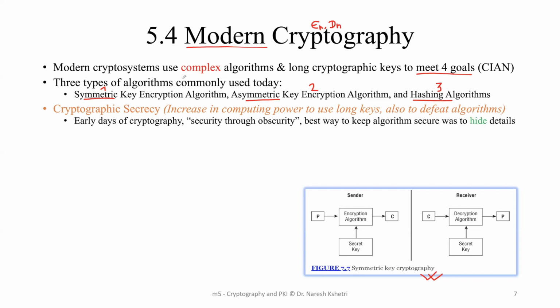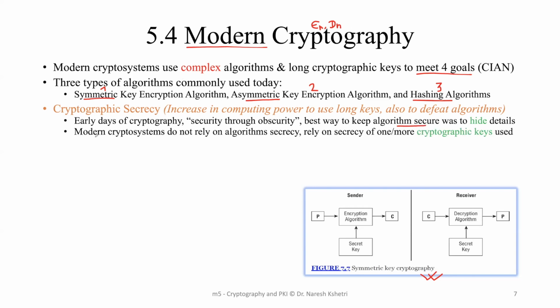In the early days, there was a concept called security through obscurity. That means the best way to keep the algorithm secure was to hide the details, which is not the case today. Today's modern crypto systems do not rely on algorithm secrecy. They rely on the secrecy of one or more cryptographic keys used. Here, in symmetric key cryptography, we use the same key as the secret key, whereas we use a pair of keys, a public key and a private key, in asymmetric key cryptography, which we will talk about later.